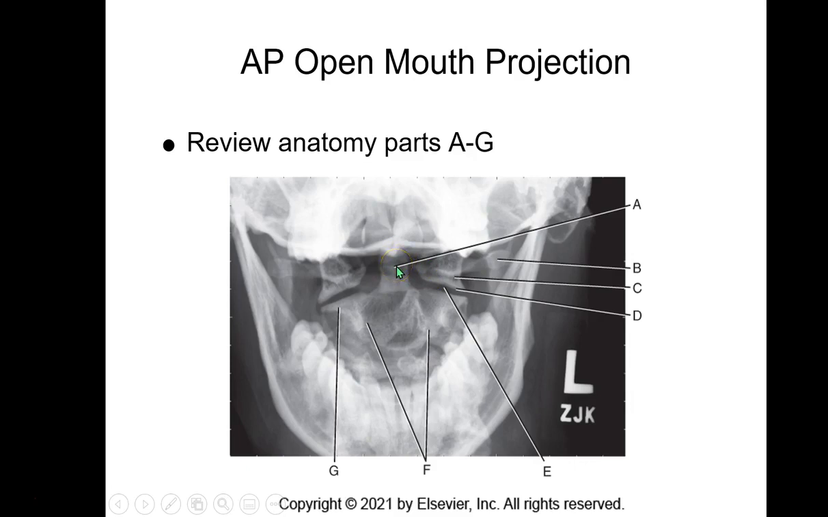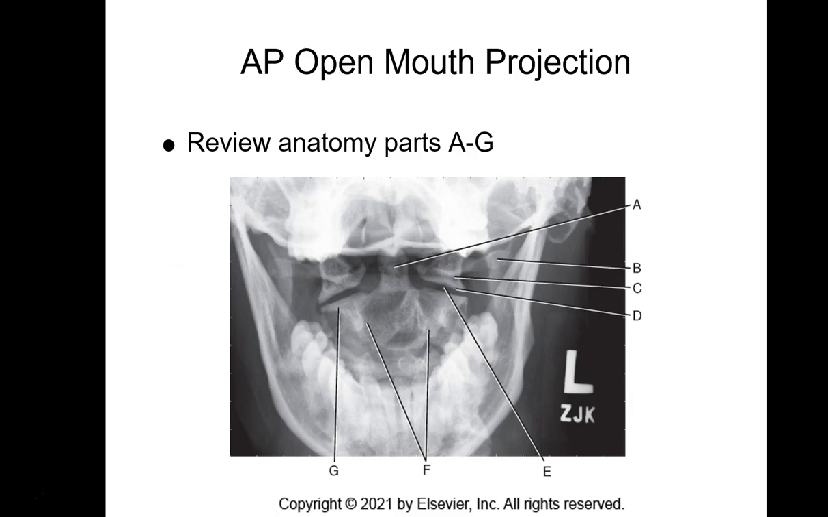So A is pointing to the dens. This line right here, just for your reference, is the base of the skull. And we'll point out all these parts in just a minute. So when we're performing this x-ray, we have the patient open the mouth and we shoot through the open mouth. And what are we looking for? What makes a good image?